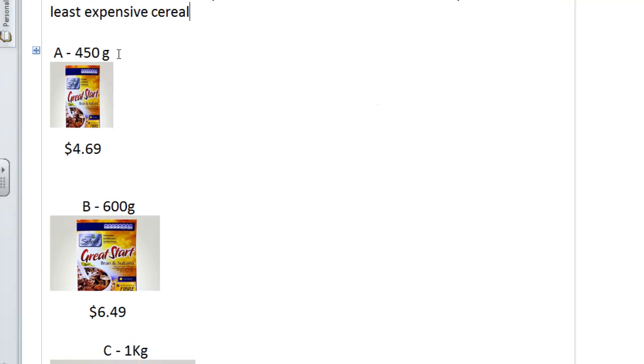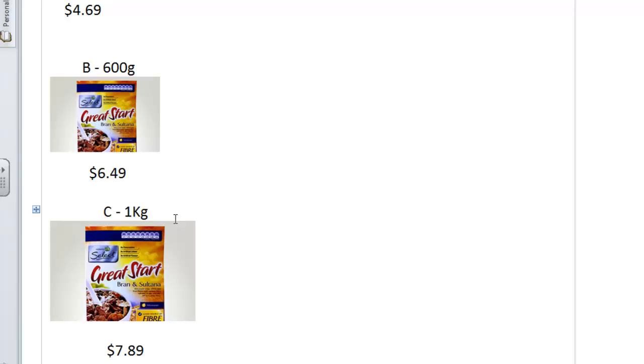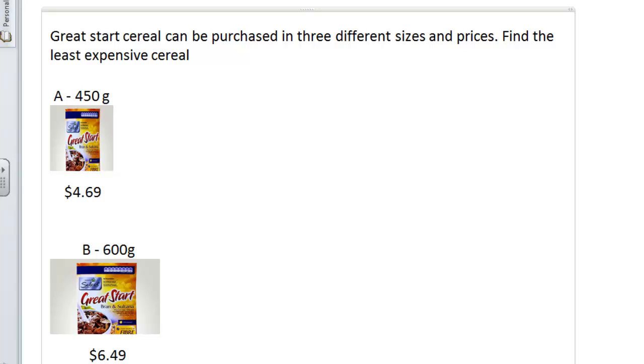They are in different sizes and prices. Package A, 450 gram, costs $4.69. Package B, 600 gram, costs $6.49. And package C, 1 kilo, costs $7.89. So to check which package is the better buy, I need again the unit rate. The unit rate means I need to find, let's say, the price of 1 gram. This is the meaning of unit rate.